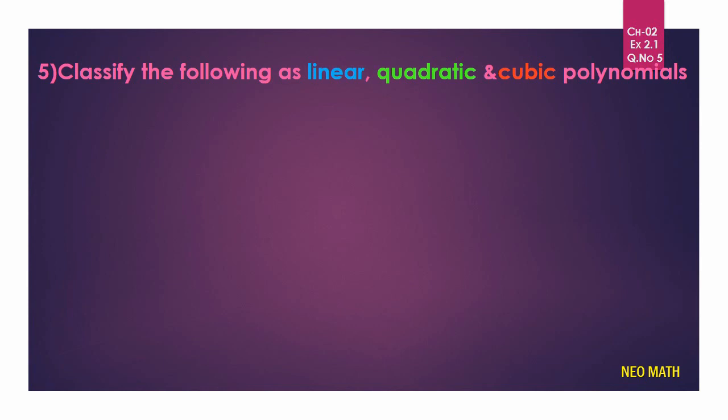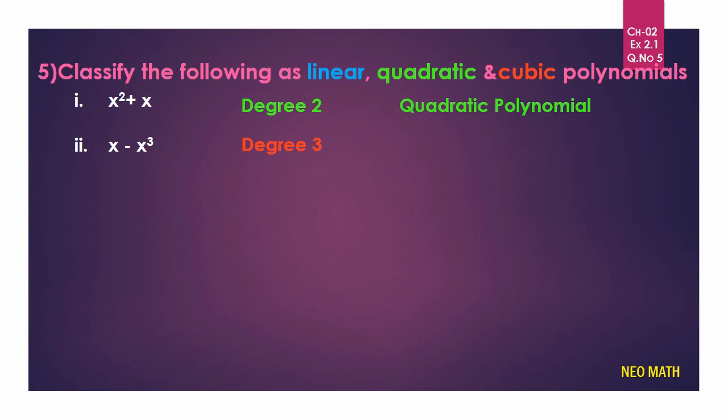So first part, x square plus x. First we have to find out the degree. So how do we find out the degree? The highest power of the variable is the degree. Here the highest power is 2. So the degree is 2. So it is a quadratic polynomial. Second part, x minus x cube. The highest power of the variable is 3. So the degree is 3. If the degree is 3, then it is a cubic polynomial.